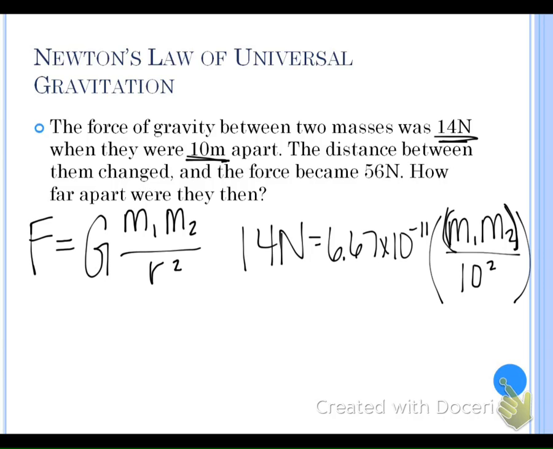If we want to solve for this, my first step would be to divide by the 6.67 times 10 to the negative 11th. Do that on both sides.